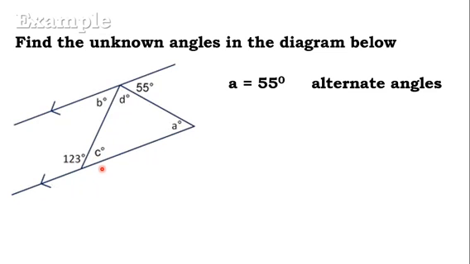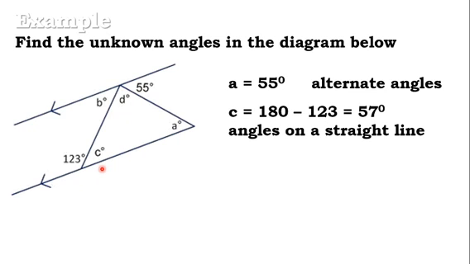So it means that if you subtract 123 from 180 degrees, then you get the value for C, which will be 57 degrees. And what's the reason for that? Because they are angles on a straight line. Okay, very important to keep that in mind.